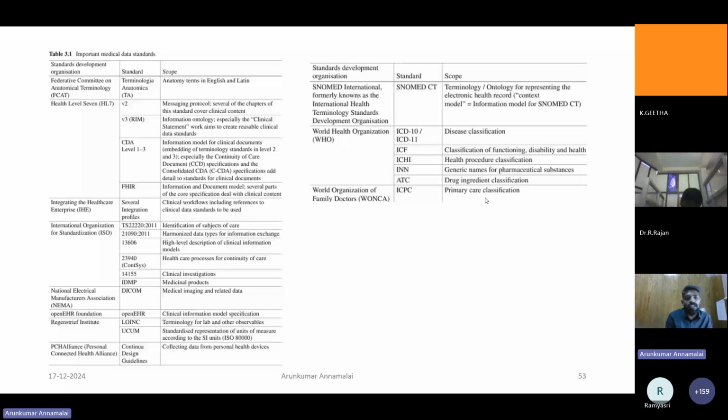HL7 standards is a very common one. And ISO, I think people are aware of the ISO standards. For medical imaging, we have DICOM standards. For open electronic health records, we have openEHR standards. SNOMED CT is the terminology related standard. For classification of diseases, we have ICD standards. And for primary care classification, we have ICPC standards. So we have an enormous number of standards. A clinical data scientist is someone who understands all the standards, and it's quite a vast domain to master.